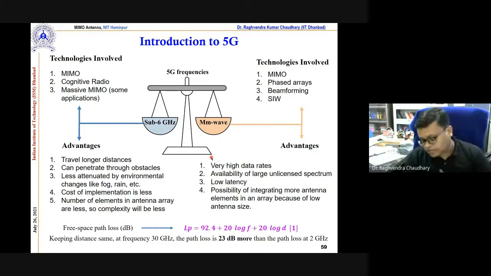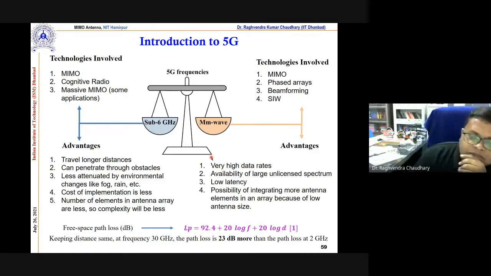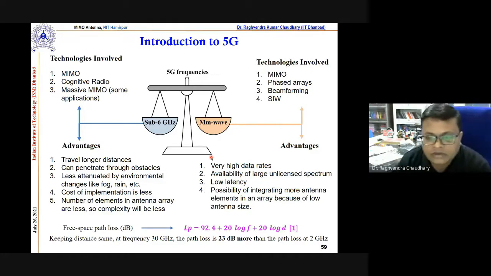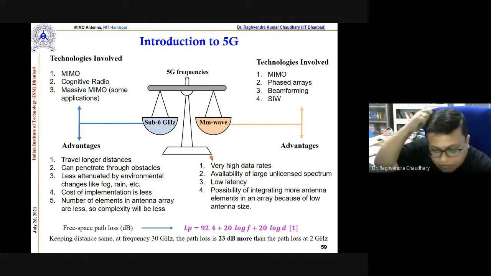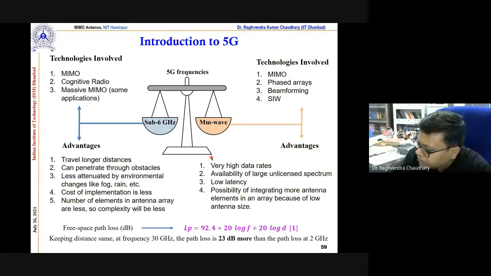I'm not saying that millimeter wave is bad. It is good actually, but when we are making a system where coverage and data rate are the concern, then there is no comparison with sub 6 gigahertz. Otherwise, for wide coverage, we don't have an alternative to sub 6.